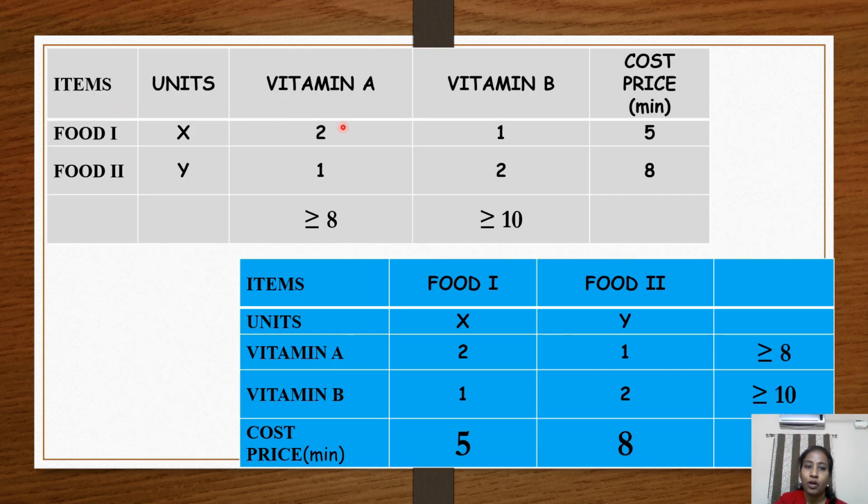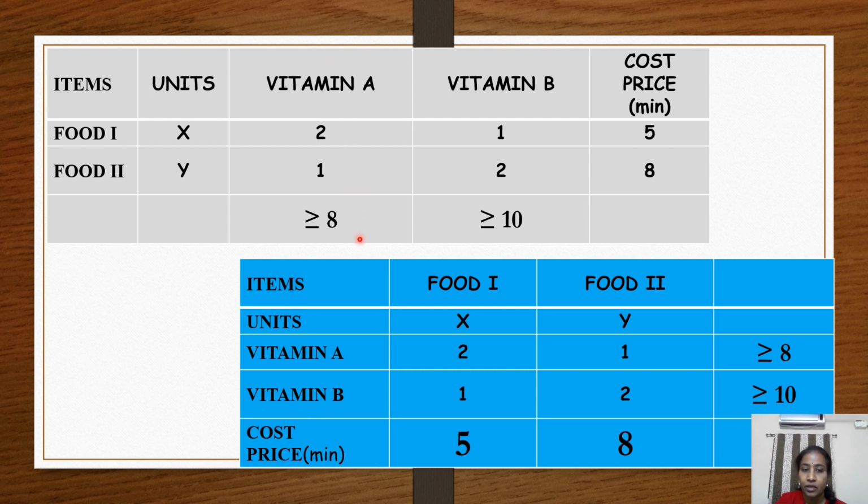So you can write the tabular column in two ways. One is this way, that is food 1 and food 2 like this, units, vitamin A and vitamin B this way. Or you can write units, vitamin A, vitamin B this way and food 1, food 2 like this. So your LPP will be right provided you write the details properly. So the units x and y I write here. Vitamin A is 2 and 1. Vitamin B is 1 and 2. The cost price is given to be 5 and 8. I write it as minimum because we are going to minimize the cost price.